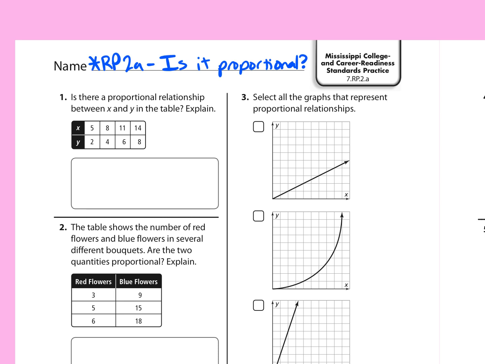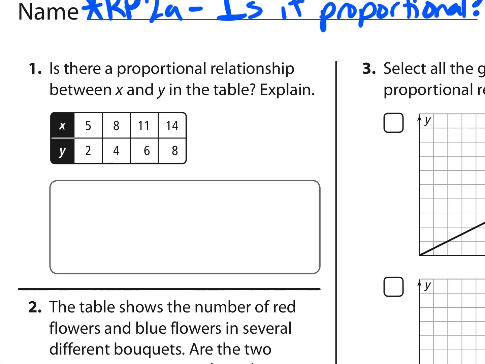Okay, standard RP.2 is all about constant of proportionality. We're going to start with 2A. It's broken down into A, B, C, and D. Is it proportional? Looking at number 1, is there a proportional relationship here?